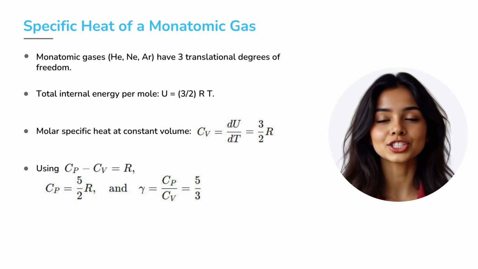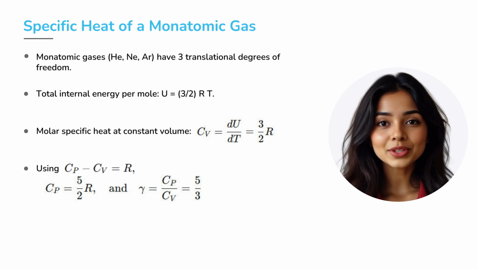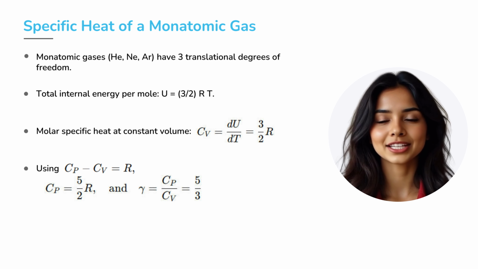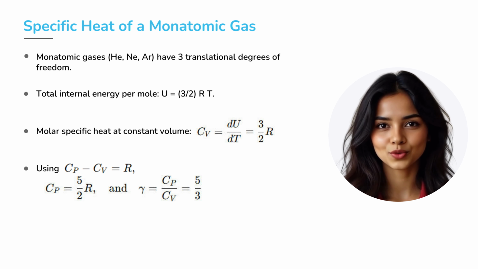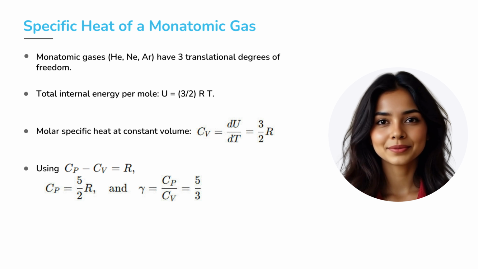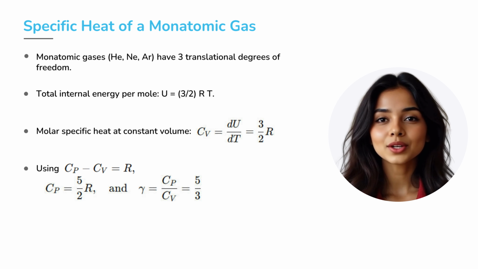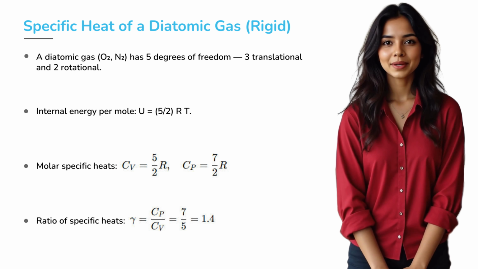At constant pressure, Cp equals 5/2 R. And when we take their ratio, gamma, or Cp by Cv, we get 5/3, which is about 1.67. So, monatomic gases heat up quickly because they've got fewer ways to store energy, no rotation, no vibration, just pure straight-line motion.